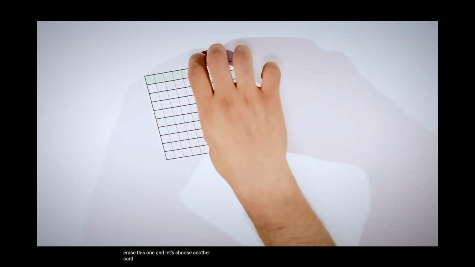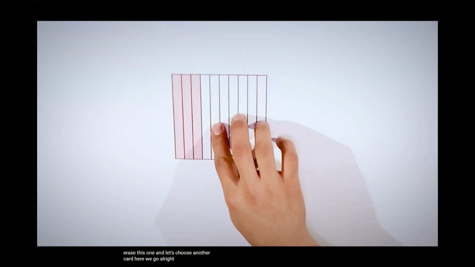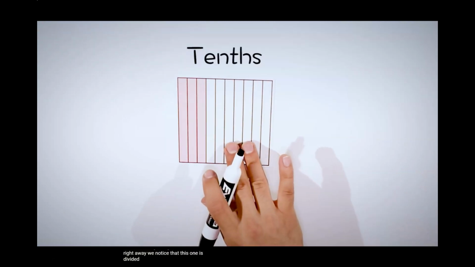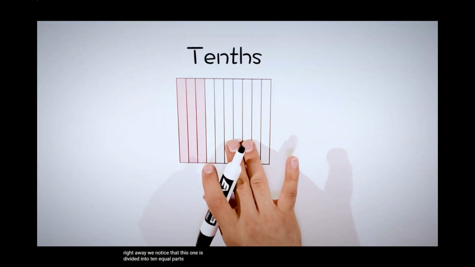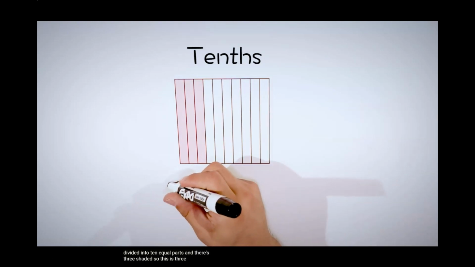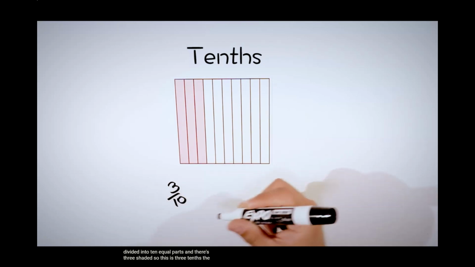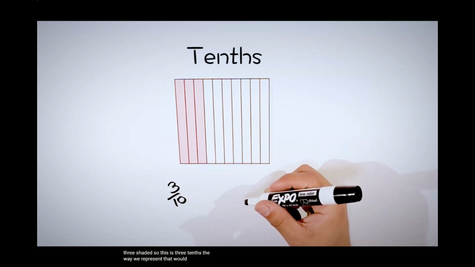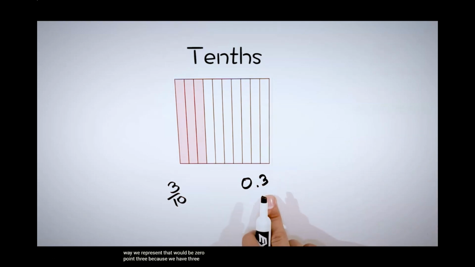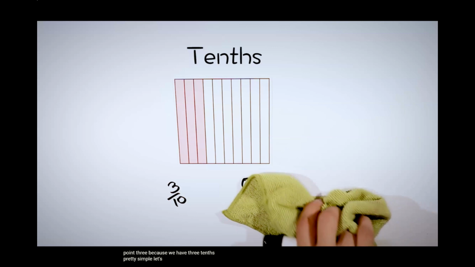And let's choose another card. Here we go. Right away, we notice that this one is divided into 10 equal parts, and there are 3 shaded. So this is 3 tenths. The way we represent that is 0.3, because we have 3 tenths. Pretty simple. Let's do a couple more.